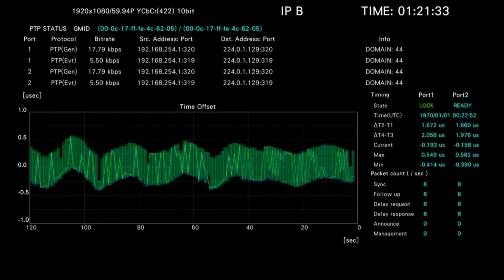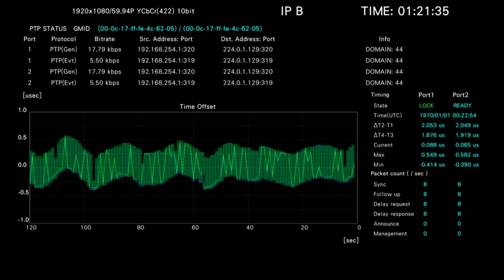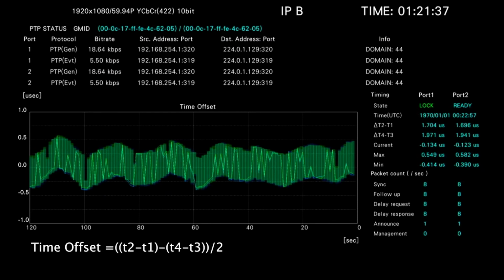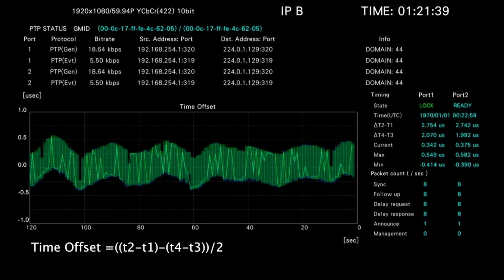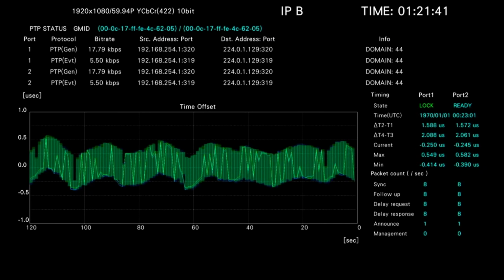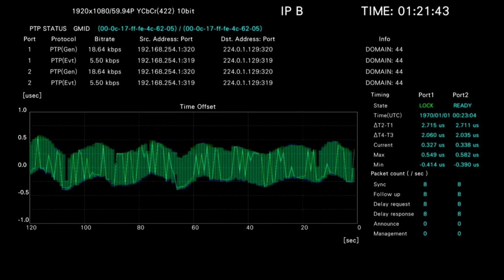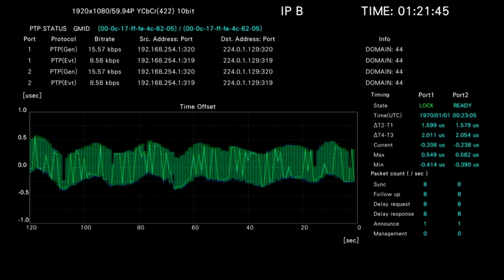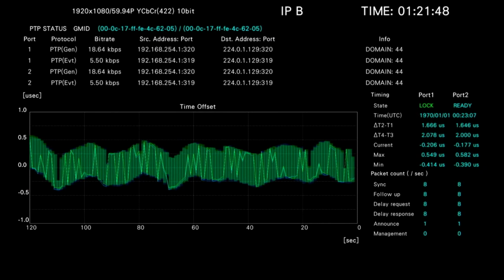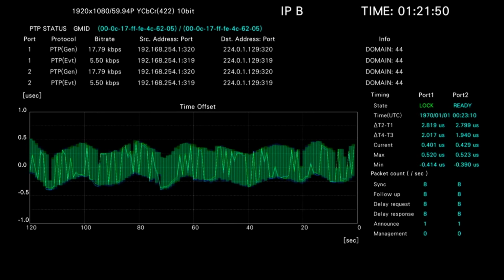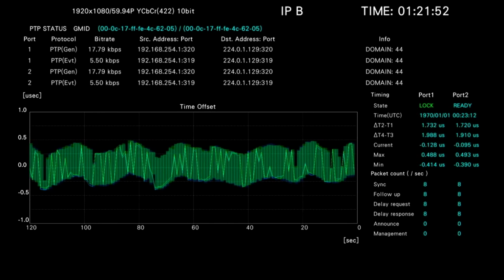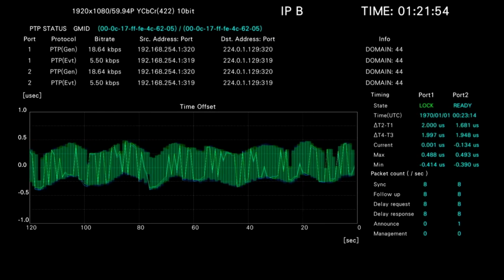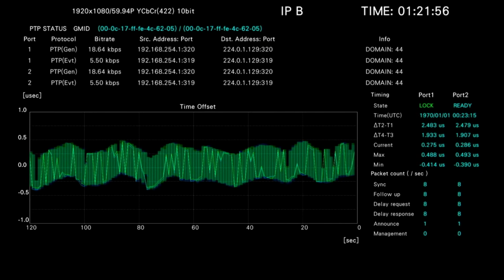So let's now take a look at the time offset graph. As previously mentioned, ideally the offset calculation is based on the assumption that the time the message is transmitted from the leader to the follower and the time transmitted from the follower to the leader are the same. The time offset graph shows the max, min and current time offset.